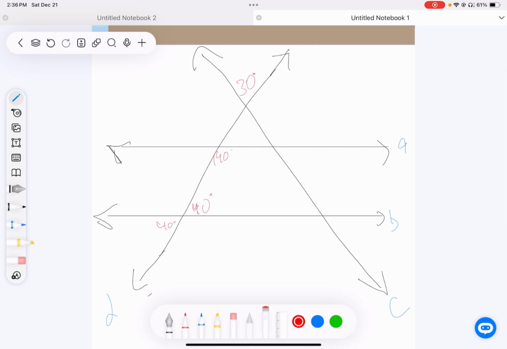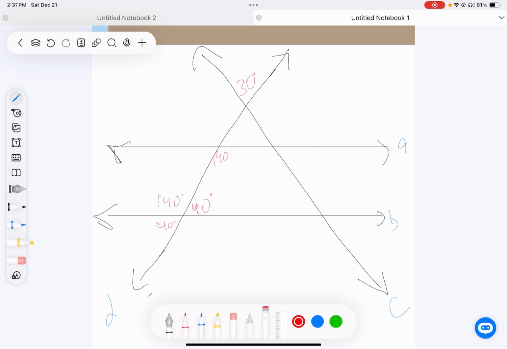So we see right here with 40 degrees that this angle here must equal 140 degrees because 140 plus 40 equals 180, fulfilling the rule that angles on a straight line must equal 180. So we could write that down right here, 140 degrees.